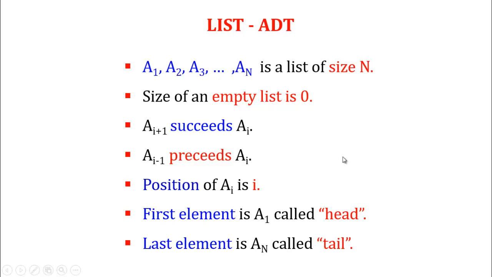If I have 5 elements a1, a2, a3, a4, a5 and I specify i equal to 4, then a4 is my element, that is, the fourth is my position. Then the first element of a list, a1, is called the head. The last element, an, is called the tail. These are the basic notations present in the list.